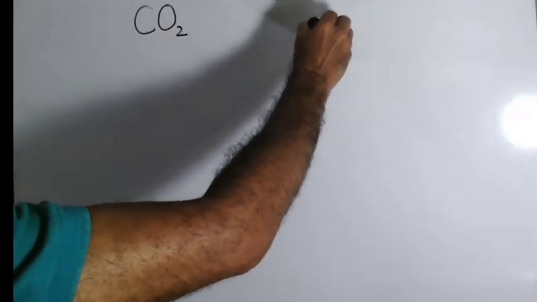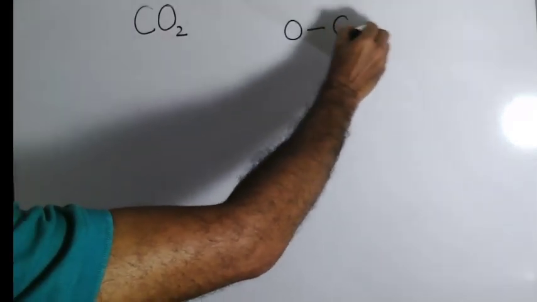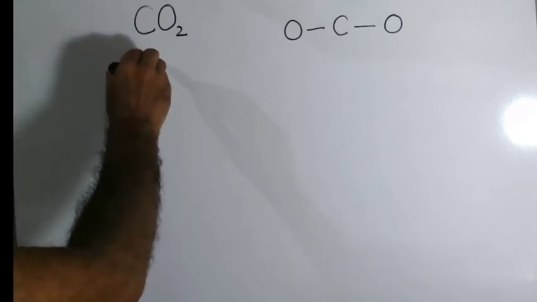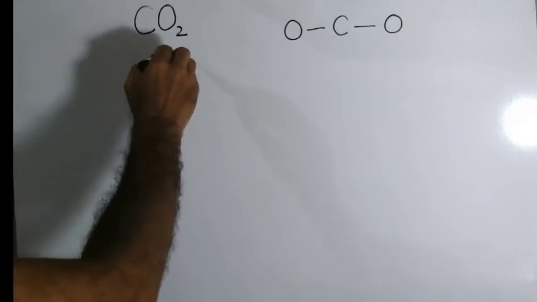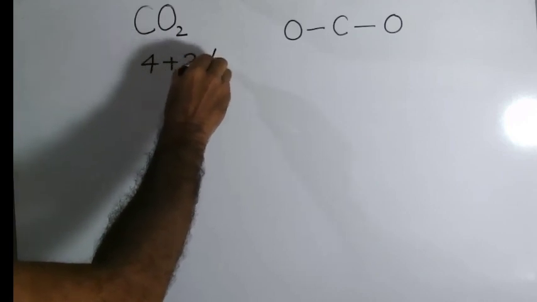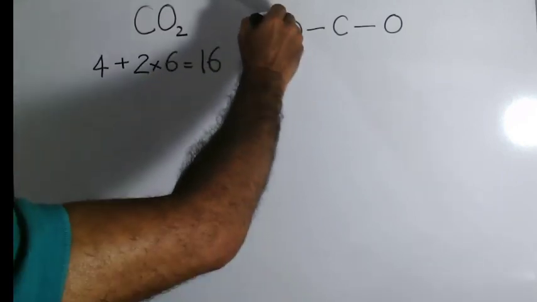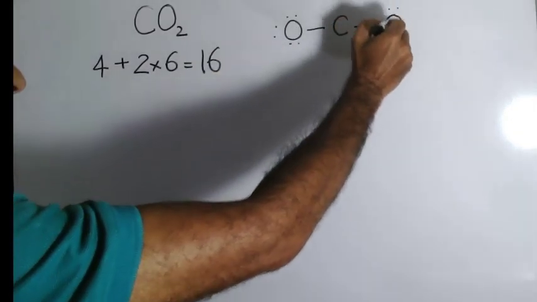Today I am going to discuss the carbon dioxide molecule. Let us draw the basic skeleton. When we go to determine the number of valence shell electrons that are available for this bonding, carbon has 4, oxygen has 6, 2 oxygen atoms, altogether 16. Now I am completing the octet of 2 oxygen atoms.